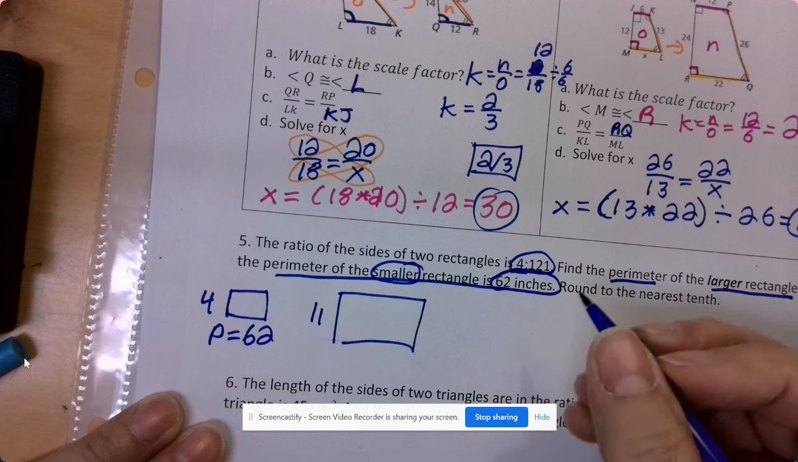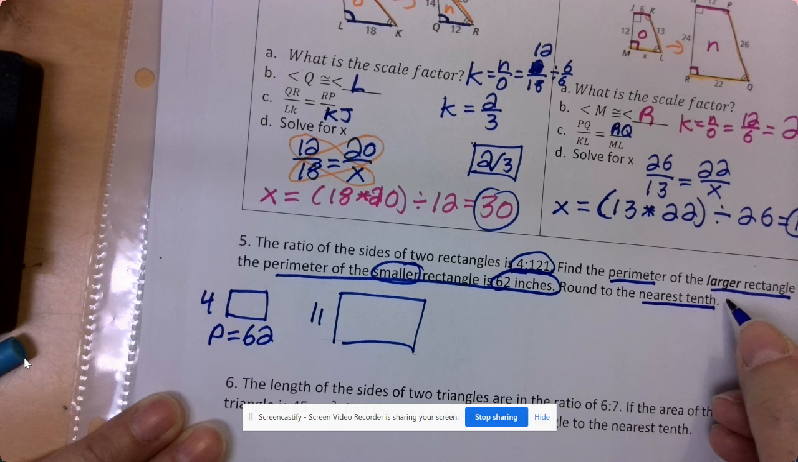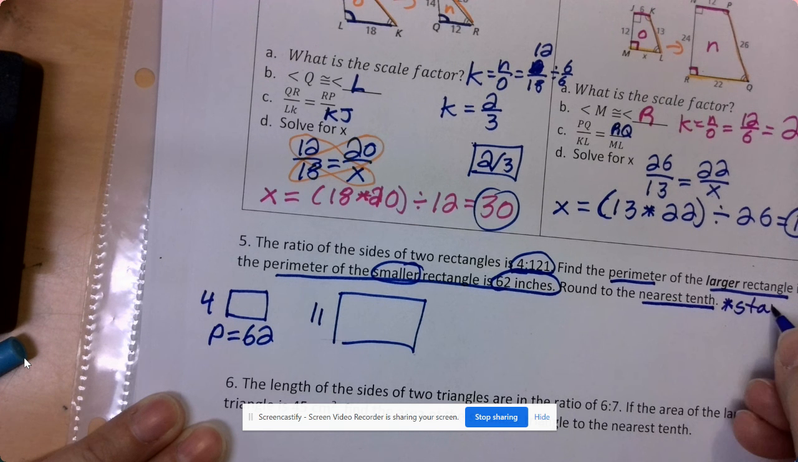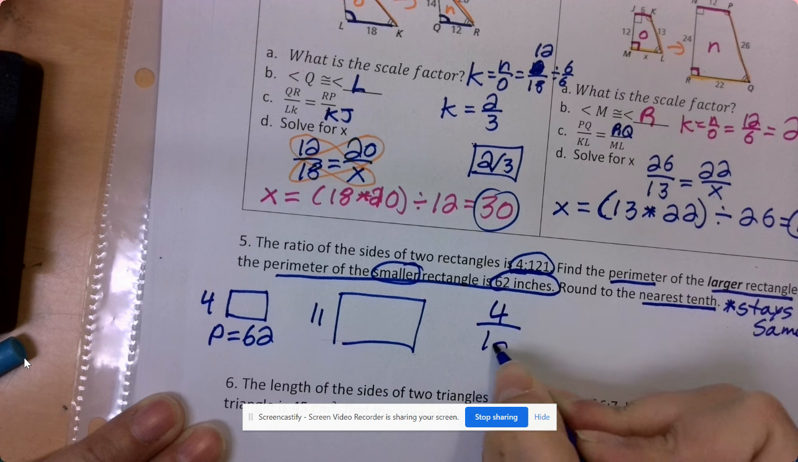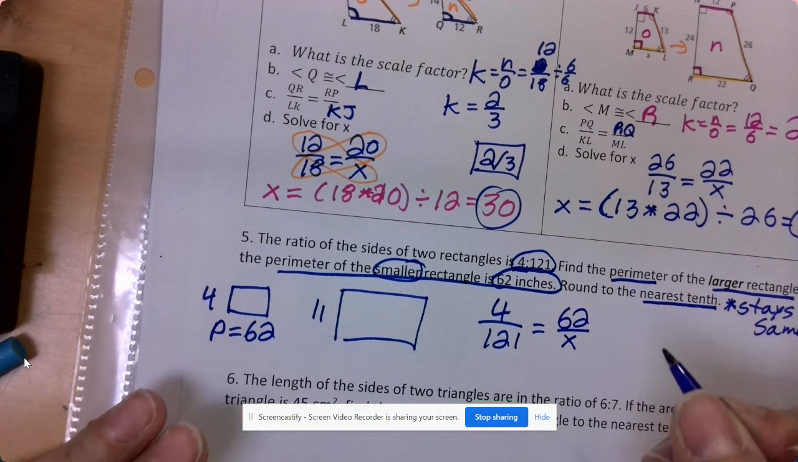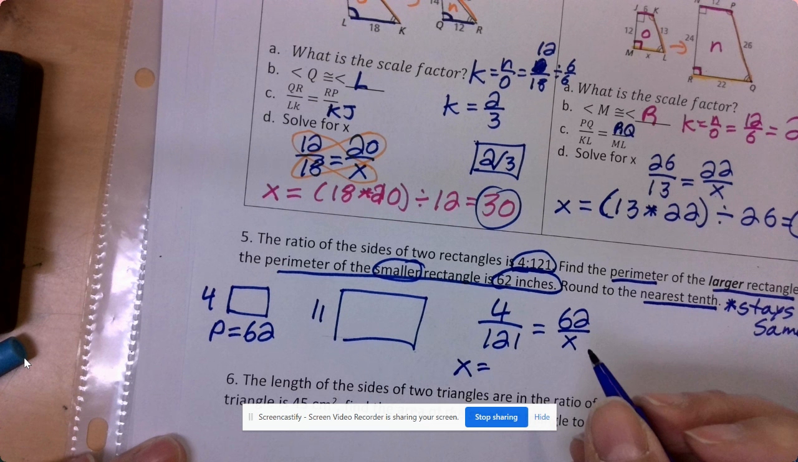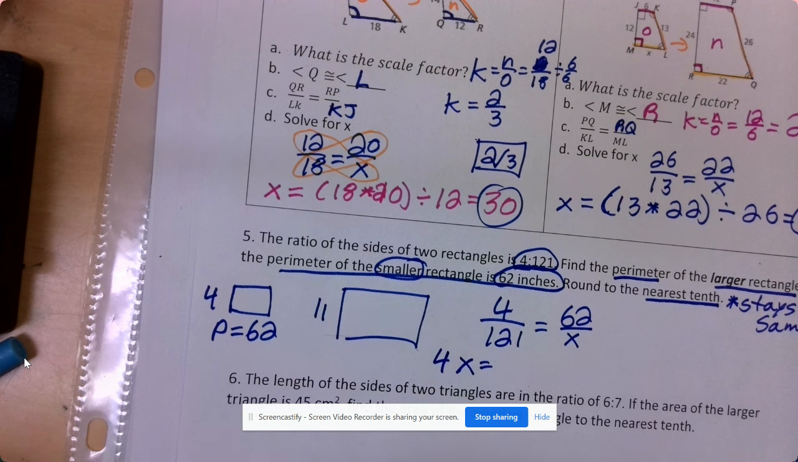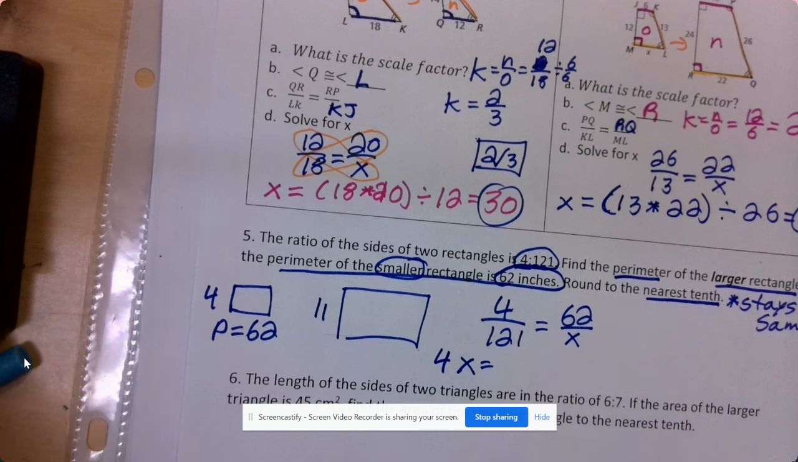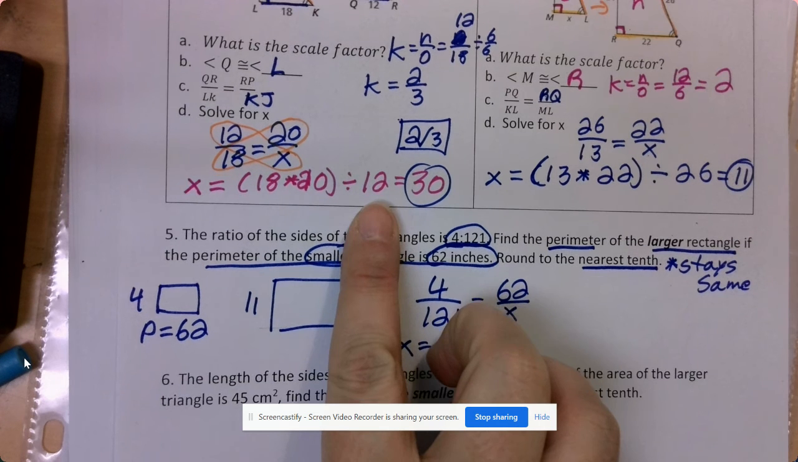Okay. For perimeter, remember, it also says round to the nearest tenth, everybody. That's the tenths place. For perimeter, everybody, it stays the same. So 4 over 11, so small over big is equal to small over big. We cross multiply and divide. Again, everybody remember you can do it like this too, where you're doing it all at once. It's totally up to you, whichever way works.